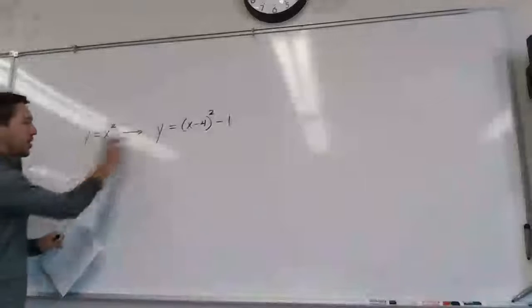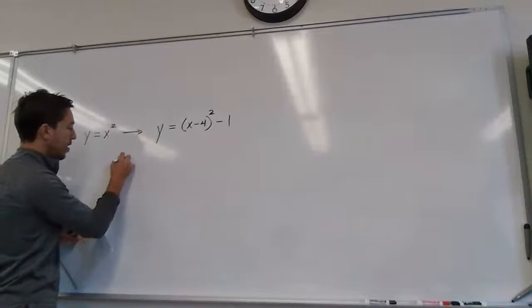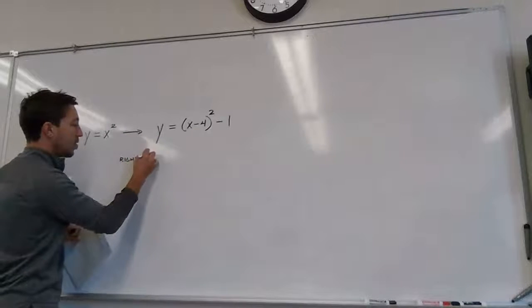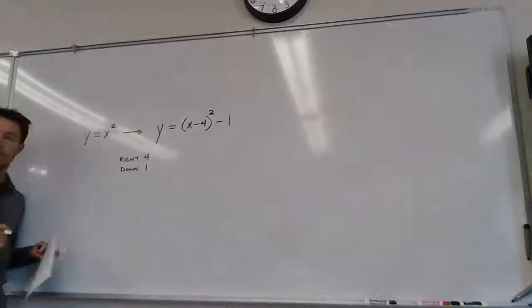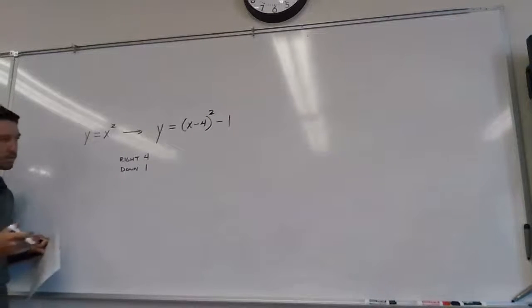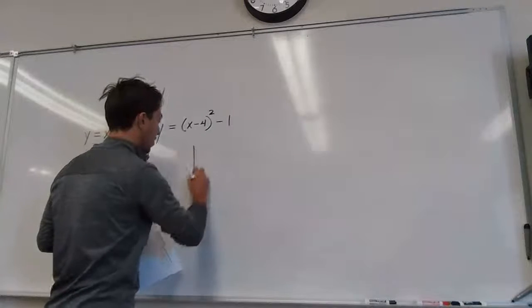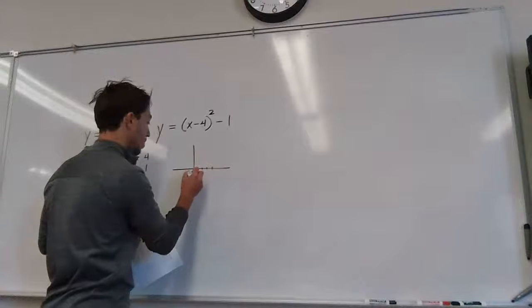Rafe, what's the answer? How do you get from here? It's moving down 1, right 4. Very good. Right 4, down 1. Okay. So if you were to graph this, it would look like 1, 2, 3, 4. Down 1.